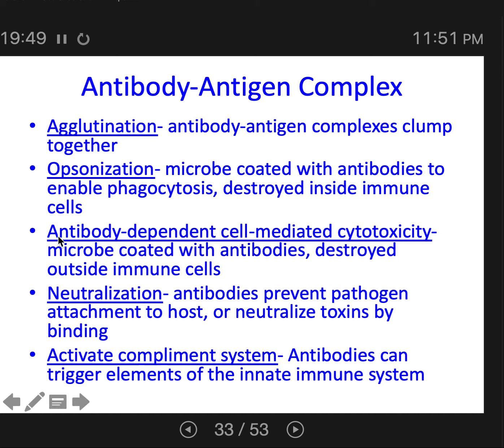All right, this one is the mouthful. Antibody-dependent cell-mediated cytotoxicity. A microbe coated with antibodies is destroyed outside the immune cells. So opsonization means it's facilitating phagocytosis, where the pathogen is destroyed inside an immune cell because it's digested. But sometimes a pathogen that's coated with antibodies will stimulate a different kind of white blood cell to secrete antimicrobials.